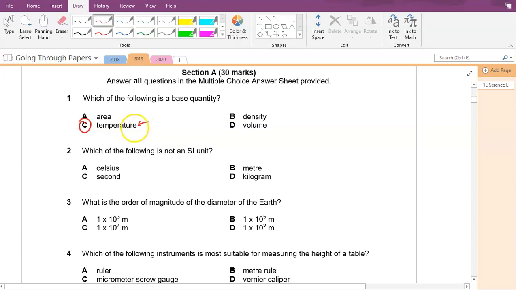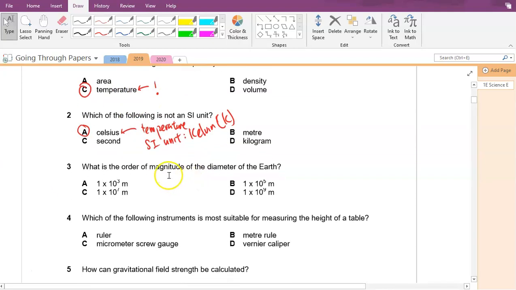So there are total about, if not wrong, 8 base quantities, and temperature is one of them. Okay, so just take note of it. Which of the following is not an SI unit? The answer is A. For Celsius, yes, it is used to measure temperature. Okay. However, the SI unit for temperature is actually kelvins. Okay, capital K. So very similar question 1 and 2, so take note of it.